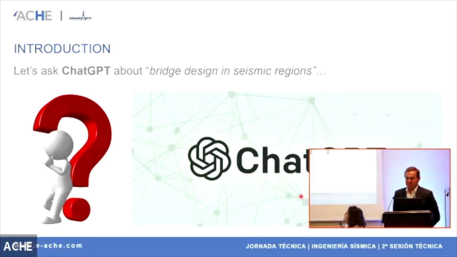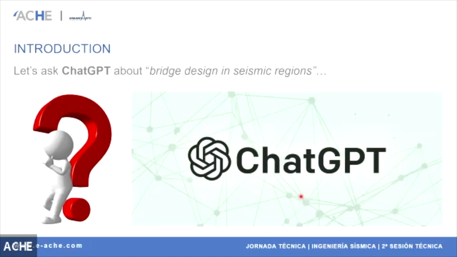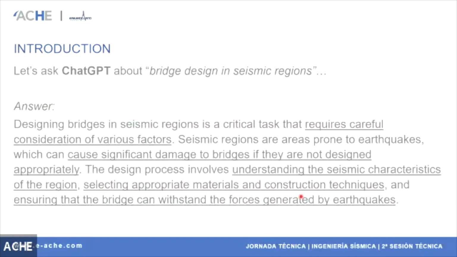Well, let's ask ChatGPT about bridge design in seismic regions. Just ask ChatGPT and we will have a presentation. No, it's not like that. And the answer is quite good, I must say. It touches everything. It's a critical task that requires careful consideration of various factors. Seismic regions are areas prone to earthquakes, we know it, and can cause significant damage to bridges if they are not designed appropriately. That is the main point.